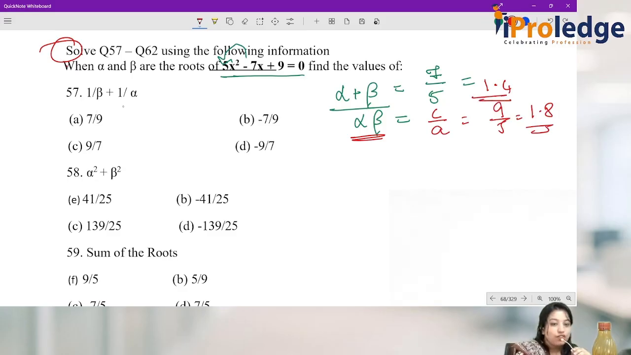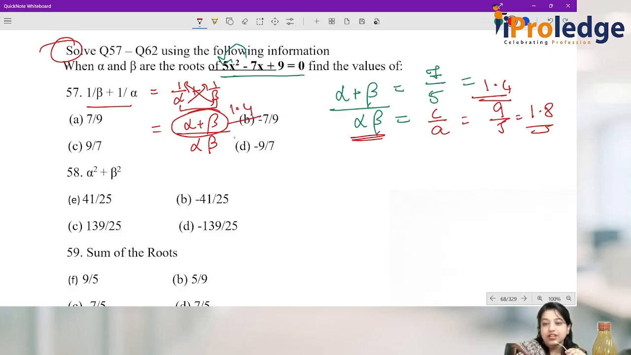Now what you have to find is 1 by alpha plus 1 by beta. First step, take the LCM. Next, beta plus alpha, or alpha plus beta. So in the numerator you have to put 1.4, and in the denominator 1.8.